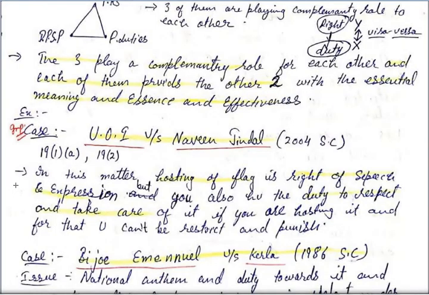Now, note down a case on the flag: Union of India versus Navin Jindal and others, 2004, Supreme Court. In this, the point is that you have Article 19(1)(a), the freedom of speech and expression, and I have the right to freedom of speech and expression. So in that right, do I also have the right to show my pride towards my nation?